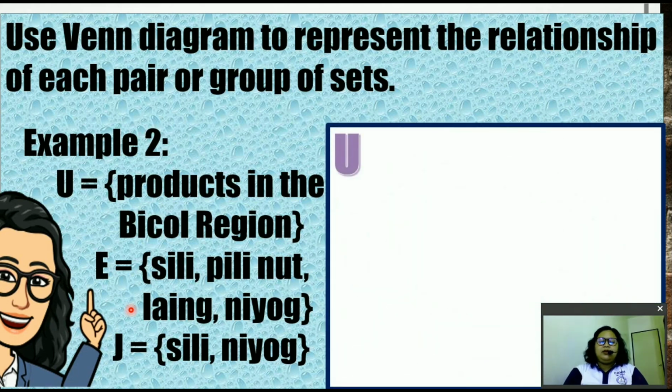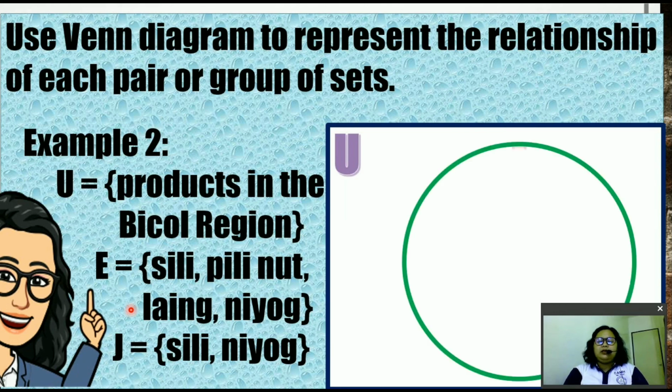Okay, we'll now draw the universal set, but unlike in our example number 1, wherein we enumerated all the elements, here we're not going to enumerate all the elements because there are many products in the Bicol region, depending on the provinces, municipalities, or cities you belong to. So the next one, we're going now to draw a circle, wherein we're going to name it as set E. So what are the elements we're going to write in set E? We'll have pilinut and laing.